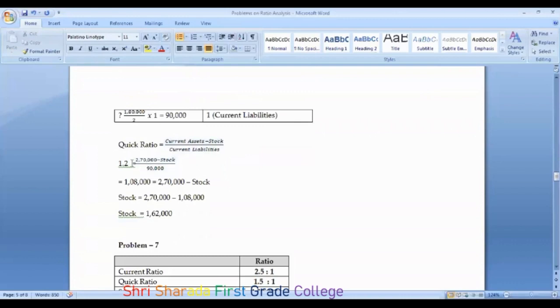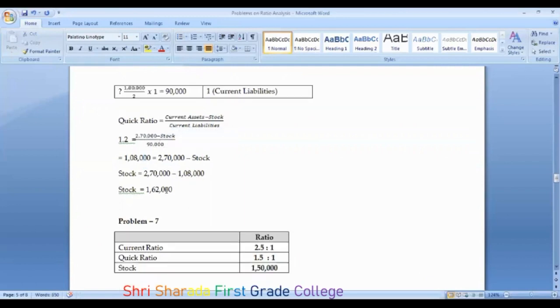90.2 will give you 1,08,000 is equal to 2,70,000 minus stock. So replace the value of stock to here. So stock goes here and this 1,80,000 goes on there. So it will be a minus. So minus stands, the place remains the same. The 2,70,000 minus 1,08,000, the stock will be 1,62,000.